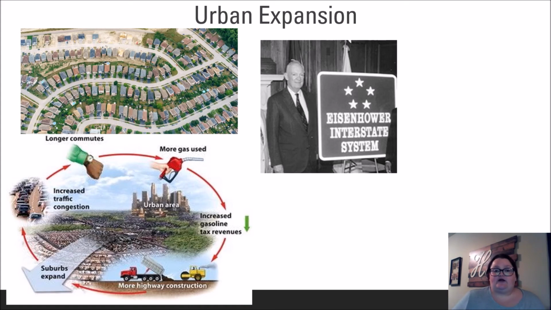The Highway Trust Fund provided federal funding to develop and maintain highways by using taxes from gasoline. This led to what is known as induced demand. This is a result of the supply of a good leading to an increased demand for it.